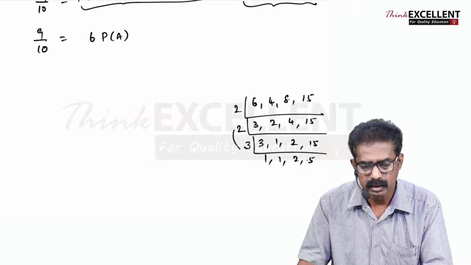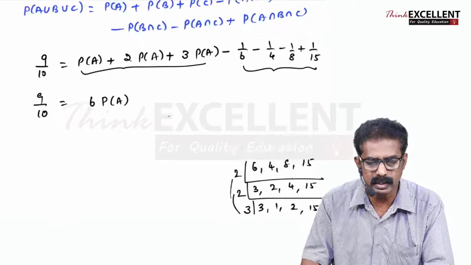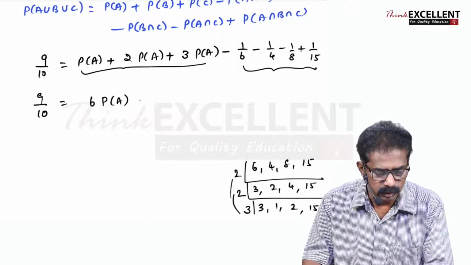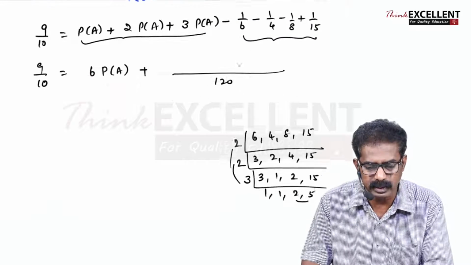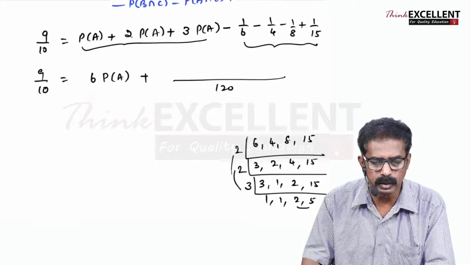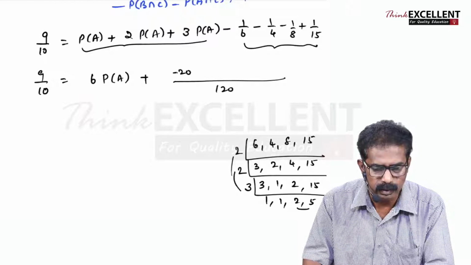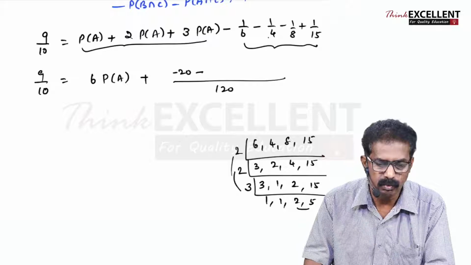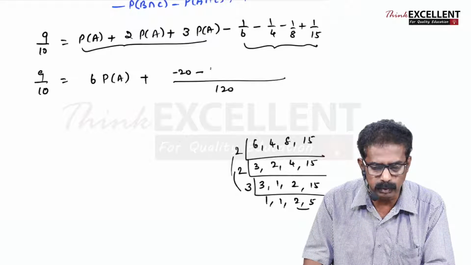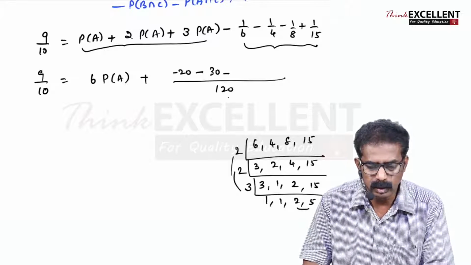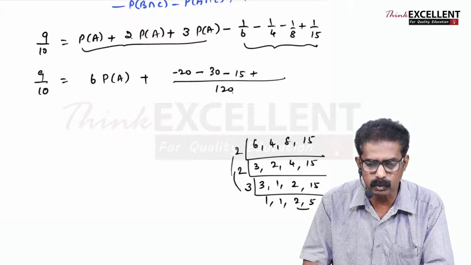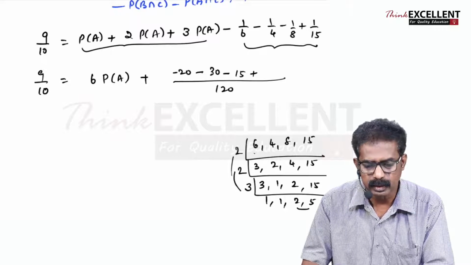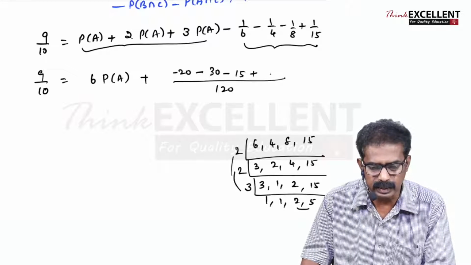So 3 into 2 is 6, 6 into 2 is 12, 12 into 10 is 120. So 120 is the LCM. So what you can do, you take plus 120 as the LCM. 120 divided by 6, you are getting 20, so minus 20. 120 divided by 4 is 30, right? So minus 30 into 1, minus 30. 120 divided by 8 is 15, right? So minus 15. Finally, plus 120 by 15 is 8, you will get 8 into 1 is 8.